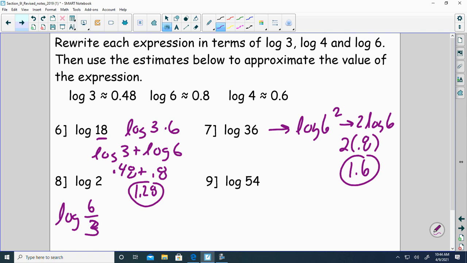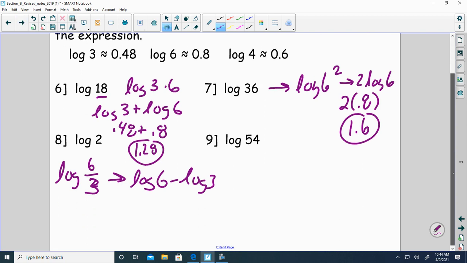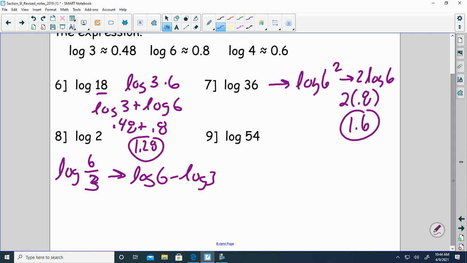Do you agree with me that 6 over 3 is 2? And I have log 6 up top and I have log 3 up top. Agree? So that means because the 3 is now a denominator, this is going to be log 6 minus log 3. Agree? And log 6, they tell us, is about 0.8, minus log 3, they told us is 0.48. I think if I do this right, this is going to come out to 0.32. What do you think? Am I close?